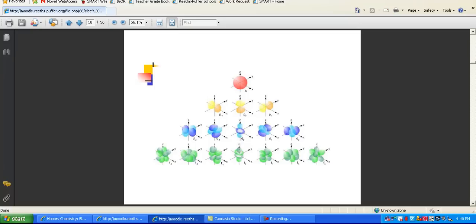Here's the F sublevel. That's why I'm not asking you to draw these. These are too complex, but I would like us to walk away seeing that there are seven spatial orientations for the F sublevel.